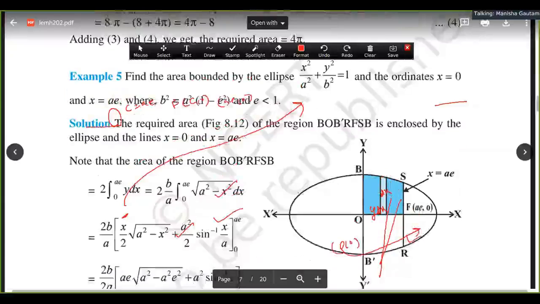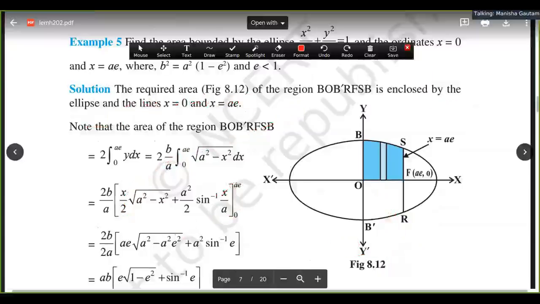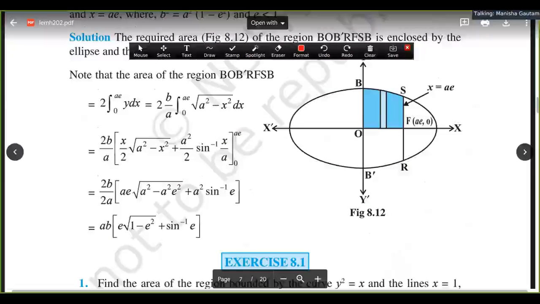Apply the formula. After applying the formula, here you have to put the value AE. As we know, AE put here, this comes out, AE is there. Now you can take common from these two terms, A is cancelled and 2 is cancelled, and taking AB common, we get AB into E into root 1 minus E square plus sine inverse E. This will be example number 5.